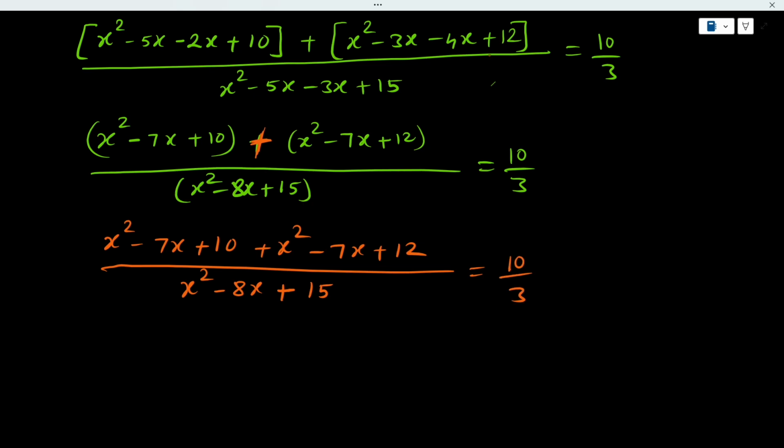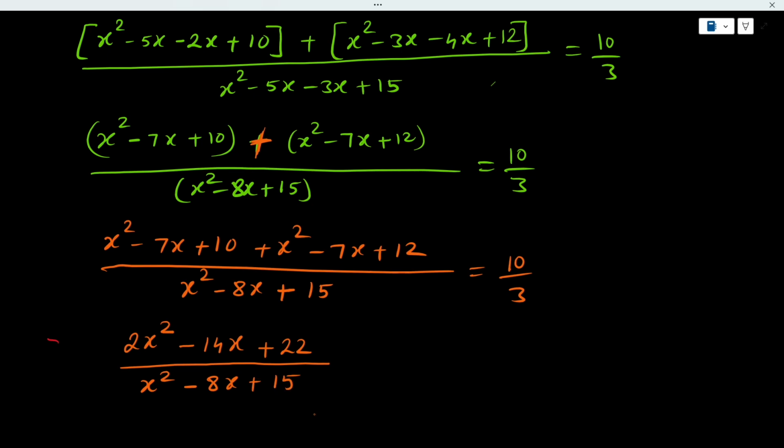Now just add the like terms: x square terms, 7x terms, 10 and 12, right? So how will we do it here? If we are taking this, it is x square, right? What is the value here? x square plus x square will become 2x square. So this is 2x square minus 7x minus 7x, that is minus 14x, plus 22, divided by x square minus 8x plus 15.